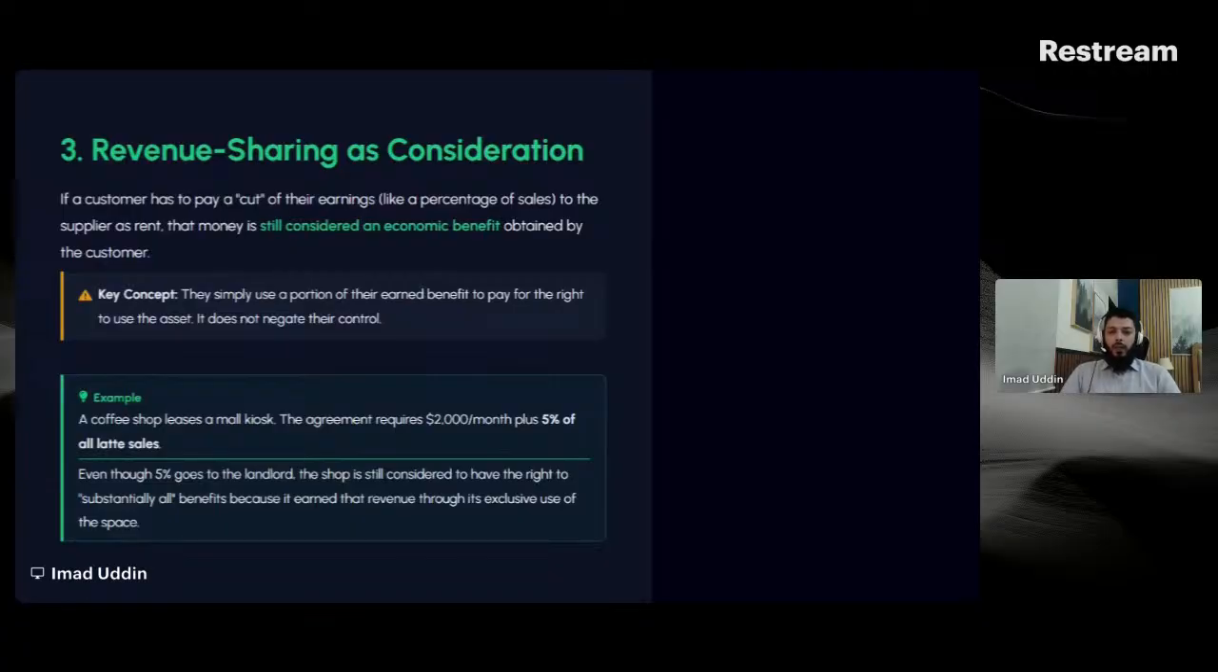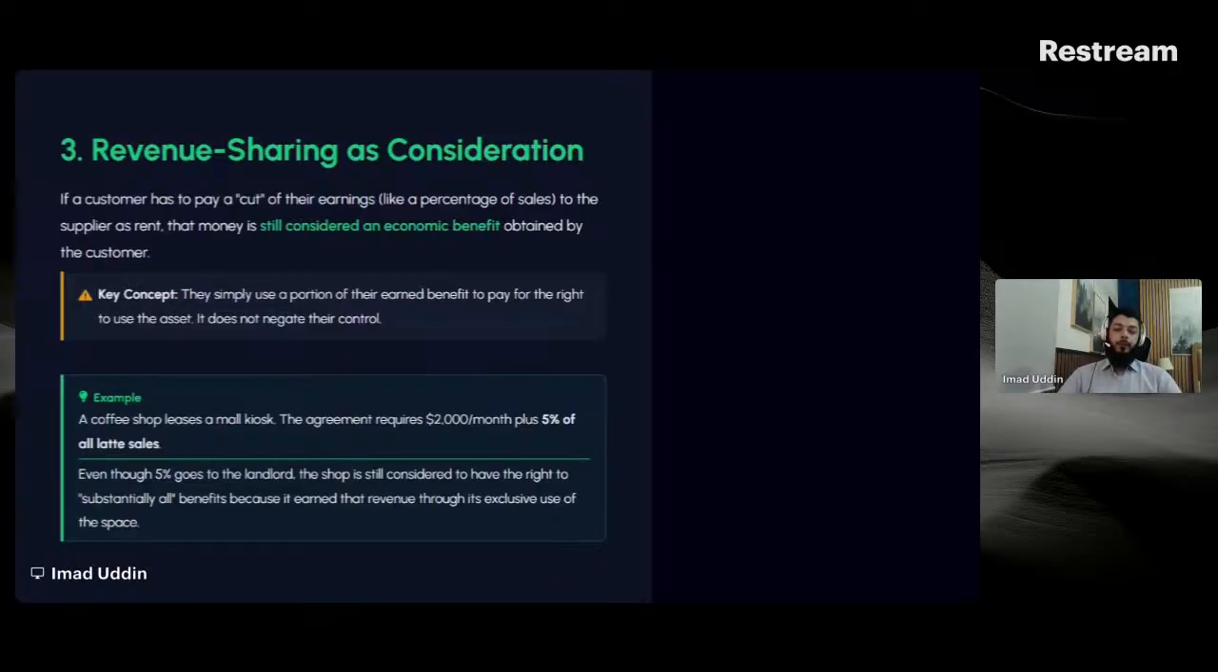Here's a good example. A coffee shop leases a small kiosk. The agreement requires $2,000 per month plus 5% of all sales. So just like the coffee example I gave you, it's a small kiosk that the coffee shop has leased, and their monthly rent is $2,000, plus 5% of all sales. So even though 5% goes to the landlord, or the owner, the shop is still considered to have the right to substantially all benefits because it earned that revenue through its exclusive use of the space.